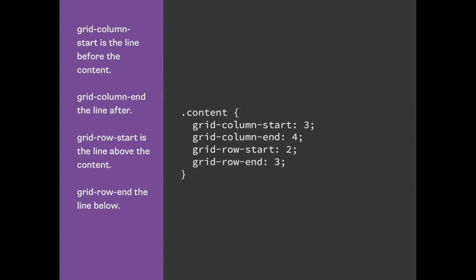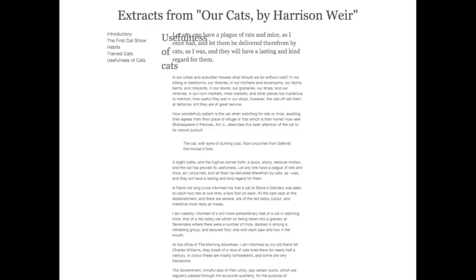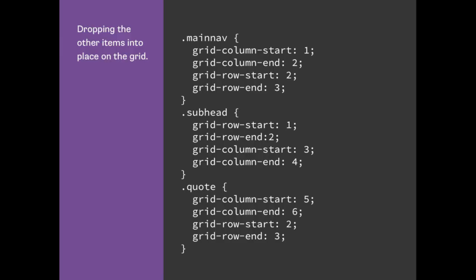So we use grid column start and grid column end properties, which declare the grid lines before and after the content. And then we use grid row start and grid row end to declare the grid lines above and below the content. So doing this with content, that now hops down into row 2, taking advantage of the fact I didn't need to say there was a row 2 because it will just add one. And we can do the same thing with everything else. Putting the main nav into the first column, second row, and the subheading above the content in the first row, and the quote then goes into that final third column.